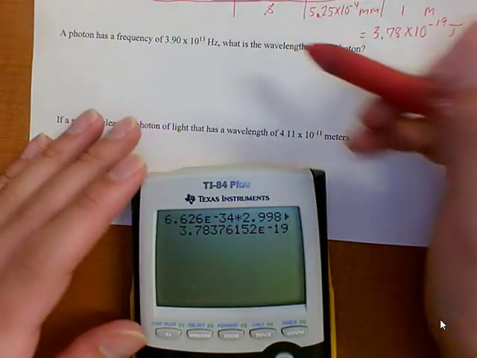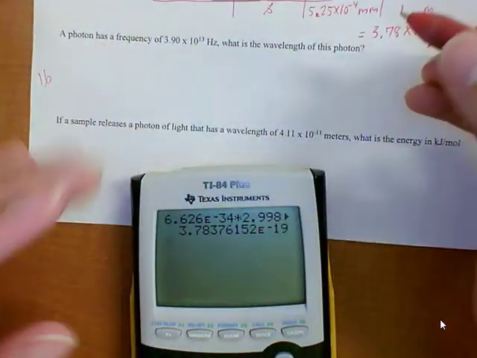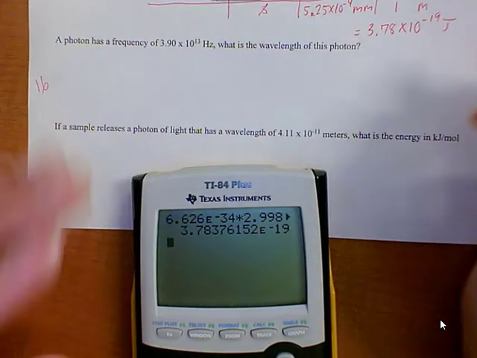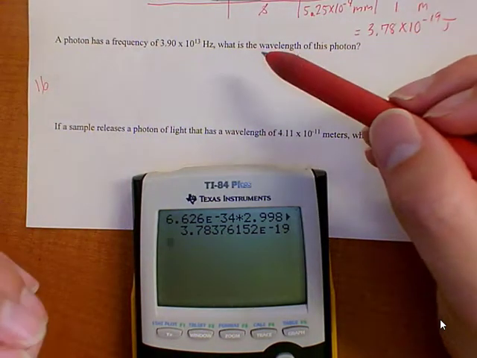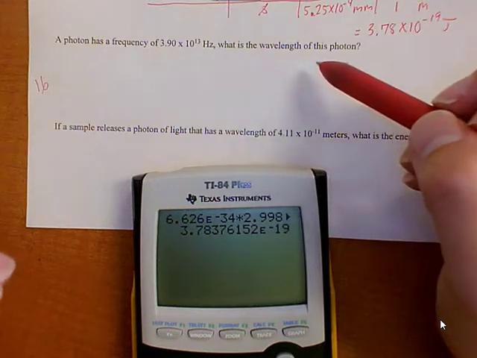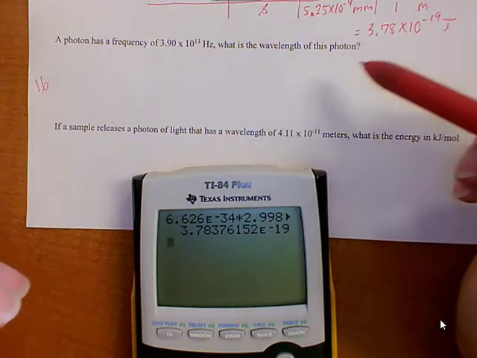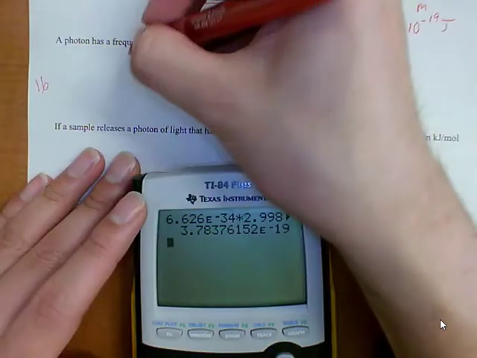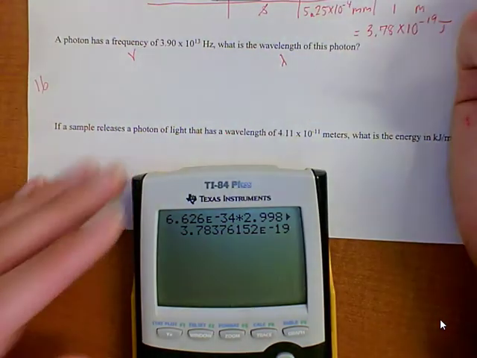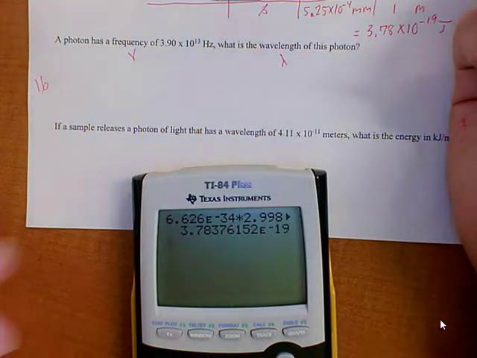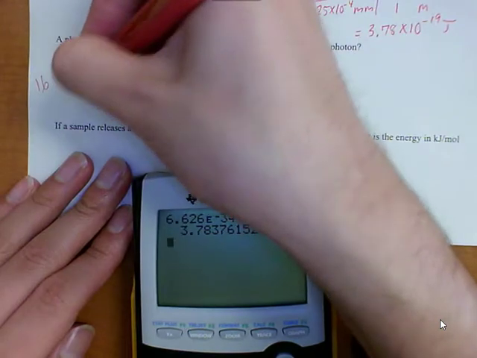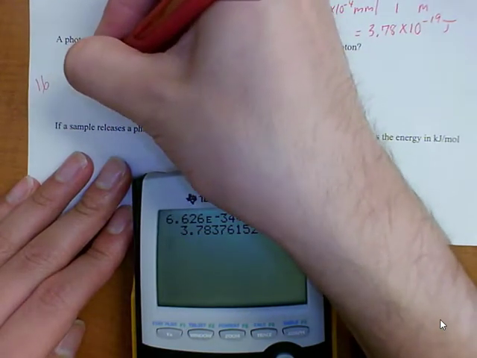All right. And next, I have a photon has a frequency of 3.90 times 10 to the 13 hertz. What is the wavelength of this photon? And so here I have frequency and wavelength. And so what equation has both of those? C equals wavelength times frequency.